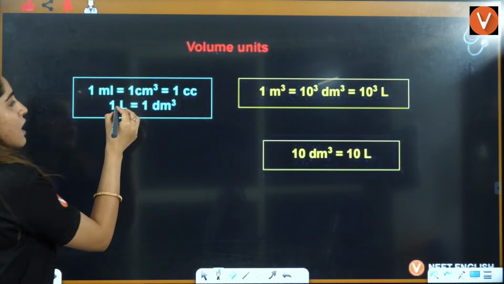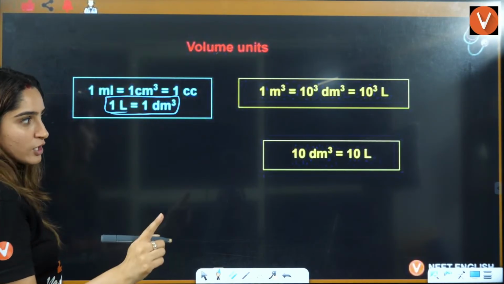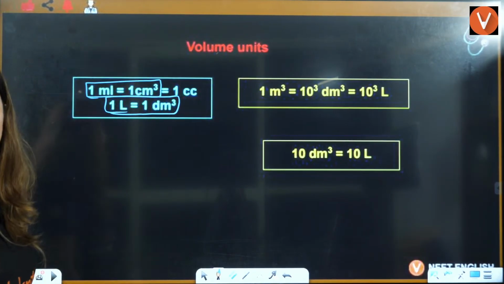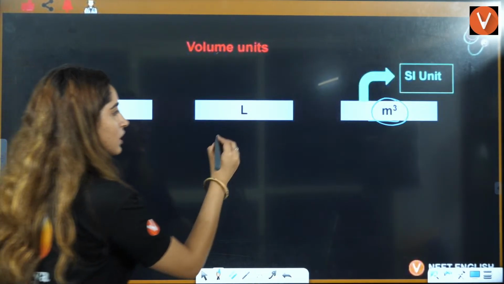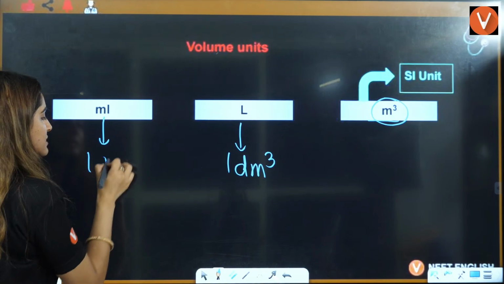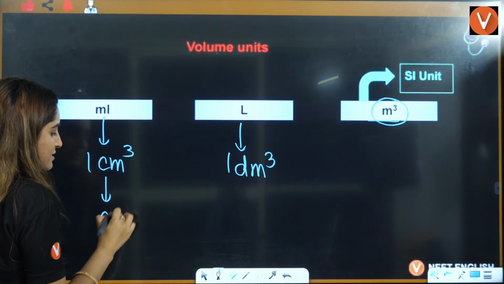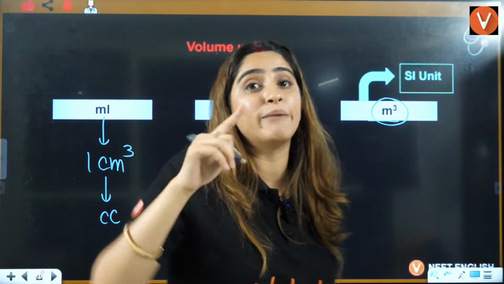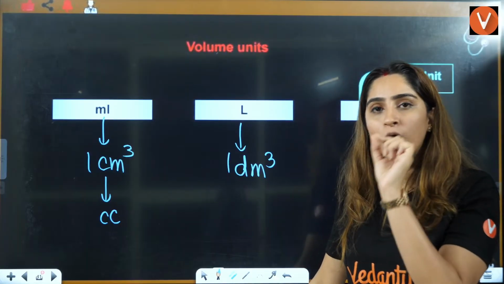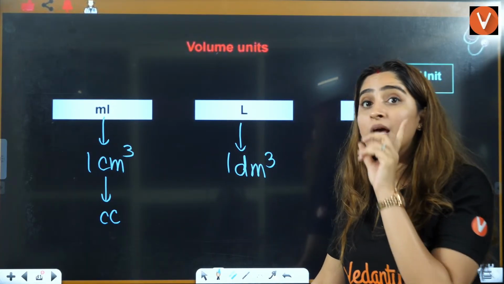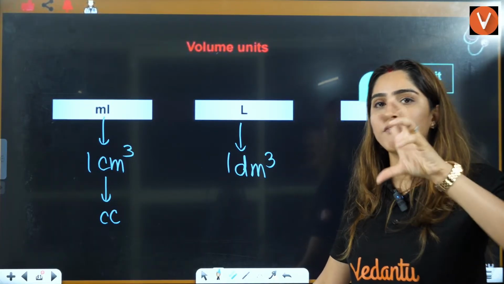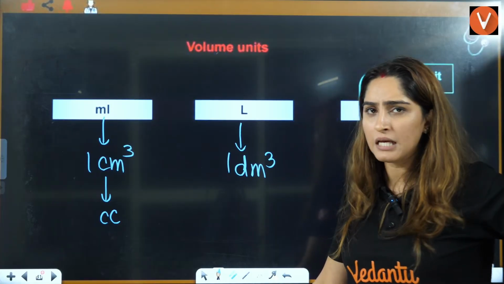See this, 1 liter is nothing but 1 decimeter cube, right? And 1 milliliter is nothing but 1 centimeter cube. It is also written as cc, which means centimeter cube. So milliliter is also centimeter cube. Liter is decimeter cube, and meter cube does not have liter or milliliter conversions. That is simply meter cube.